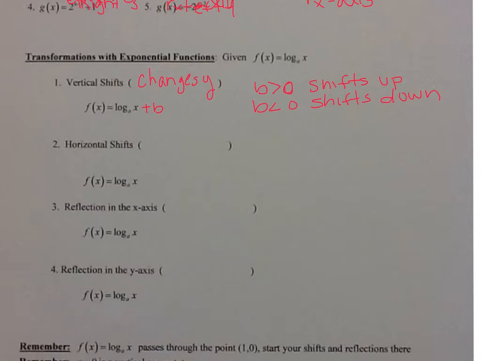Horizontal shifts are left and right. That changes your x value. So that would be in your parentheses x plus b, so that you're adding or subtracting just from your x value. If b is greater than 0, so that would be a plus b, that means it shifts to the left. Remember, opposite to the way you think. If b is less than 0, so it would be minus b, that shifts it to the right.